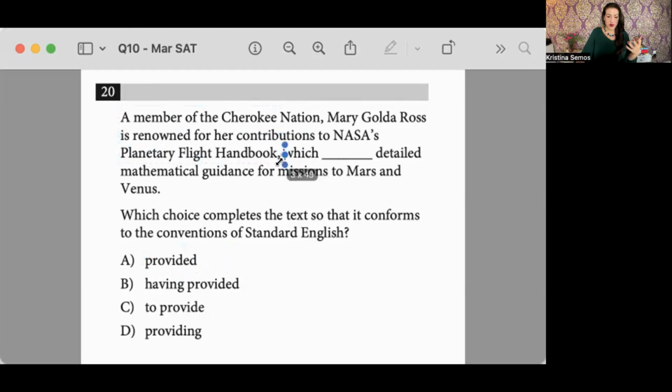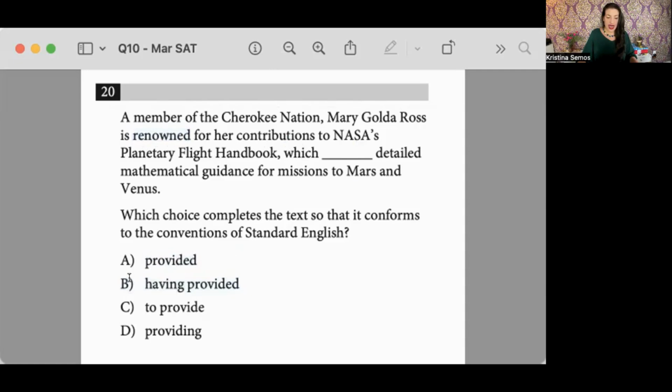So this right here, starting with which, is now a dependent clause. It's adding extra information, but I need an active verb here, right? Because this Planetary Flight Handbook did something. I like provided. Let me just make sure that it's in the correct tense because provided is past tense. Let me check with the rest of the sentence. Am I using past, present, or future tense verbs? So, is renowned past for her contribution? Yeah. She's known. So this is a past tense thing. So of this book, which provided detailed mathematics. Yeah, I like it. So far that's good.